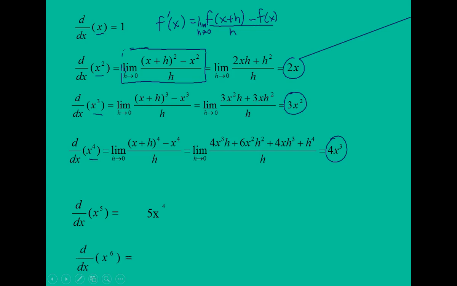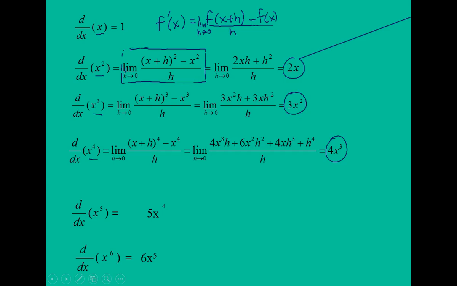So the derivative for x to the sixth, we bring the exponent down in front and then subtract 1 from the exponent. So it would be 6x to the fifth.